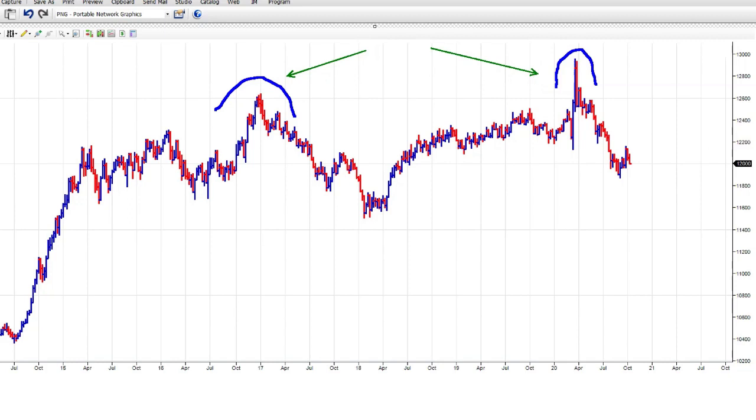Now, in addition to the recent double top, we also have a head and shoulders price formation. A head and shoulders is exactly what it sounds like. It looks like a man or woman's left shoulder. The peak would be the head, and this is the right shoulder. And recently we've cratered through the neckline.